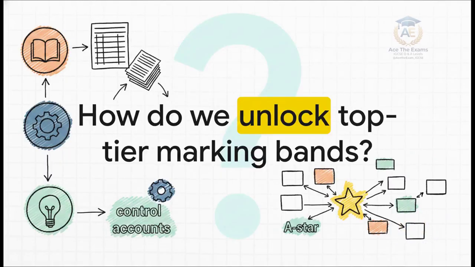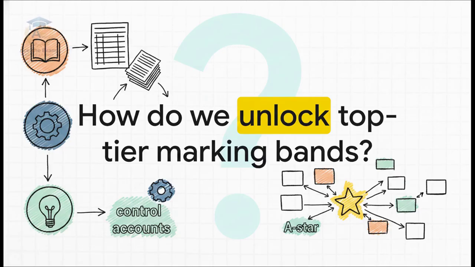So, the million-dollar question is, how do we merge their approaches to unlock those elusive top-tier marking bands? In Cambridge terminology, the grading is split up into assessment objectives. We have AO1 for knowledge, AO2 for application, and AO3 for analysis and evaluation. To get those highest AO3 marks, the ones that separate the A stars from the Bs, you have to establish precise definitions in perfect formatting.